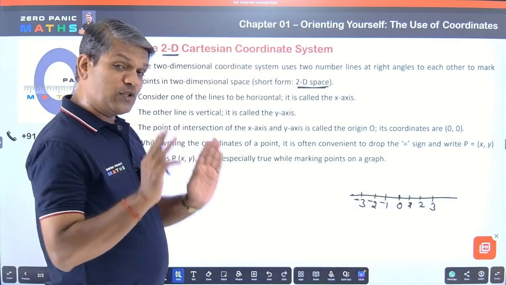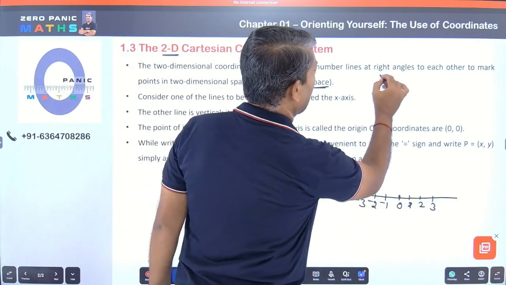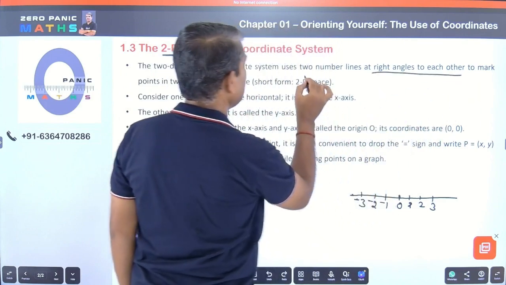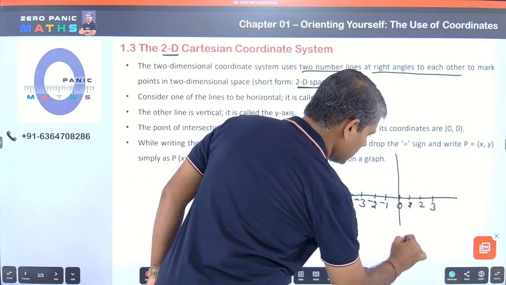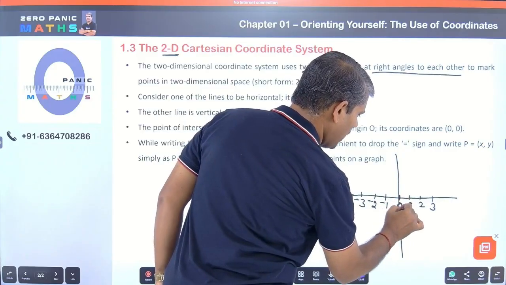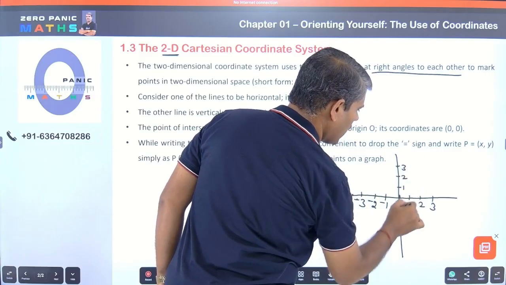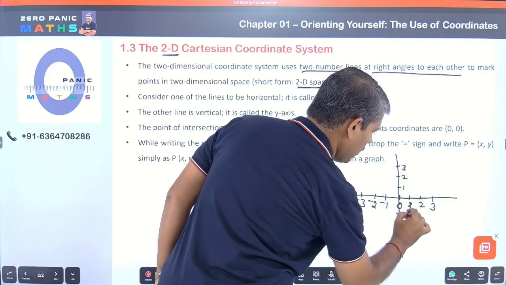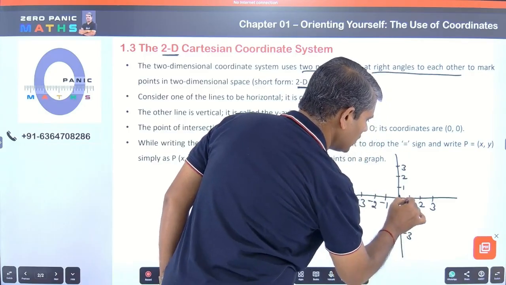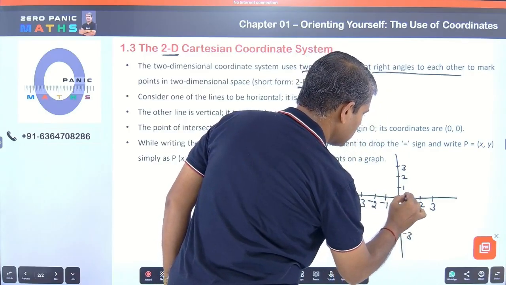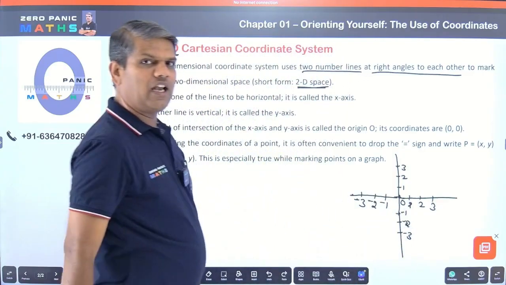Now assume that there are two such number lines that are at right angles to each other. So this is one number line, and suppose there is a perpendicular one, similarly with 0 in the middle and taking 1, 2, 3 and so on on the upper side, and down again -1, -2, -3 like this. Assume that this is 0. This is 0 for the horizontal line, and this is 0 for the vertical line also.